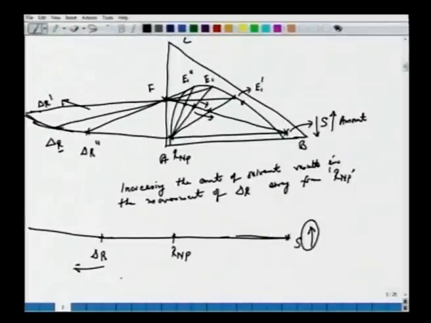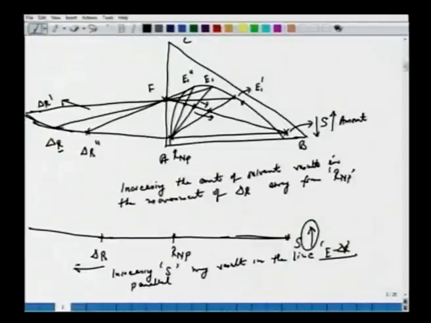So we also make a note that increasing the amount of solvent may result in the line E dash del R. So the line which connects extract and del R may result in the line parallel to line del R and S.